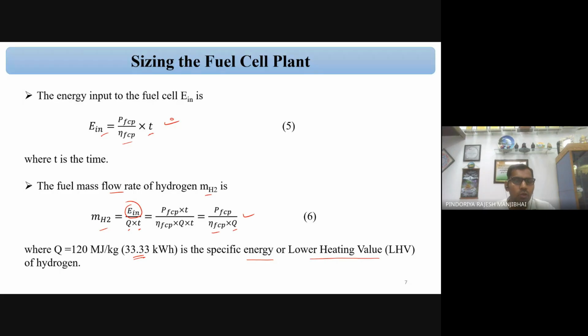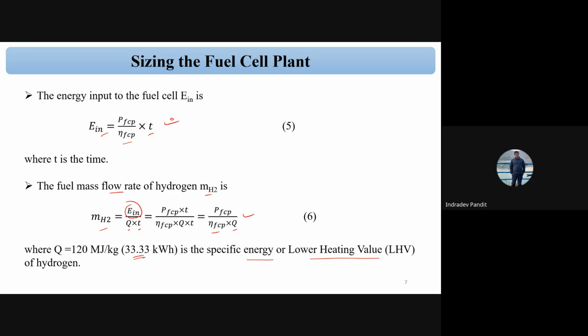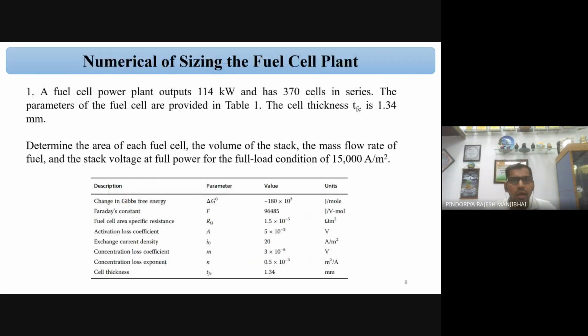So I will show you one example. There is a Mirai car in today's class. What is the size of the battery? What is the size of the fuel cell? I will show you in this lecture. Okay, sir. Yeah. So now we can do the numerical.